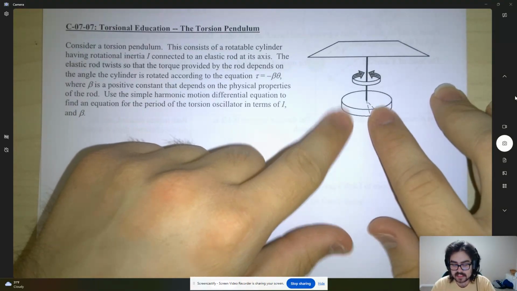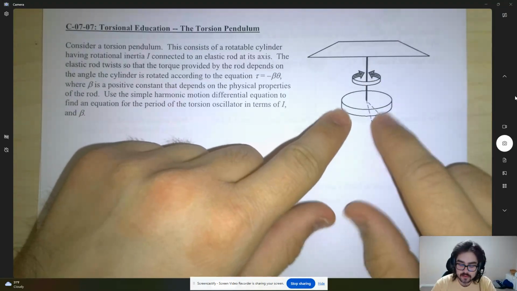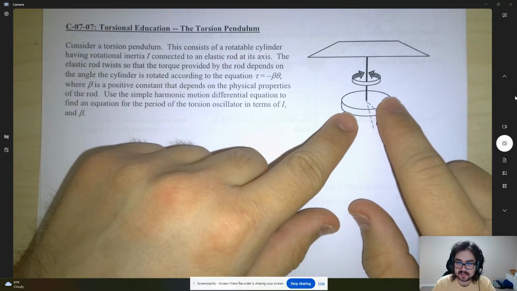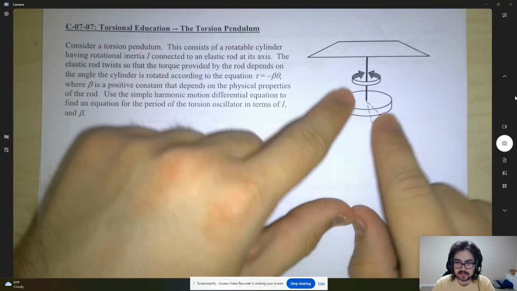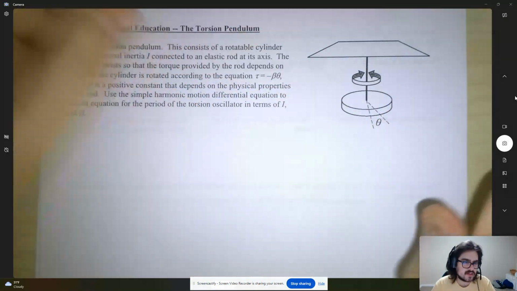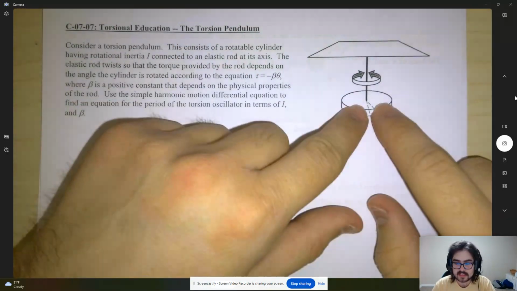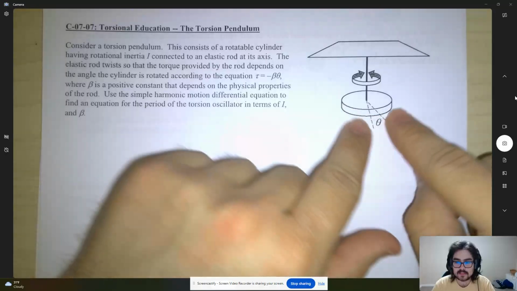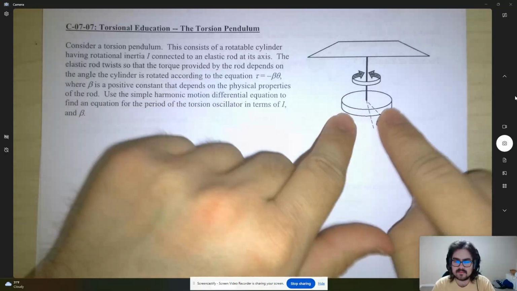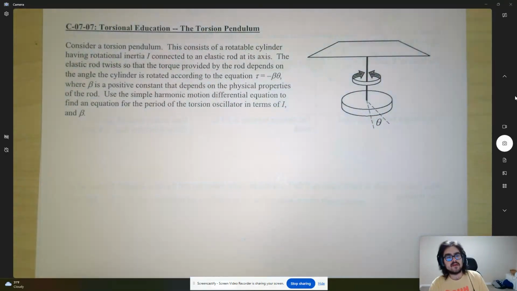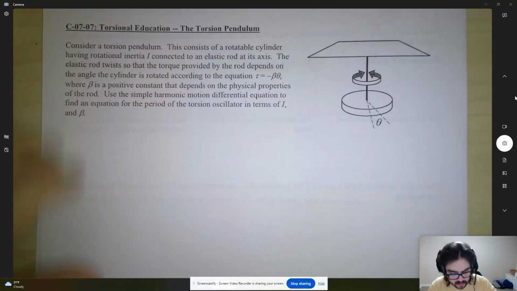So what happens is there's a disc and there's an elastic rod. You can displace the disc a little bit, and then it rotates, and you can find a video of it online. Basically, it's like a little disc that oscillates between two theta points. This consists of a rotatable cylinder having rotational inertia I connected to an elastic rod at its axis.